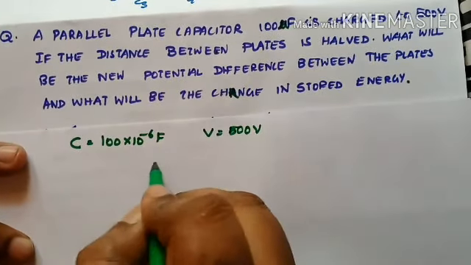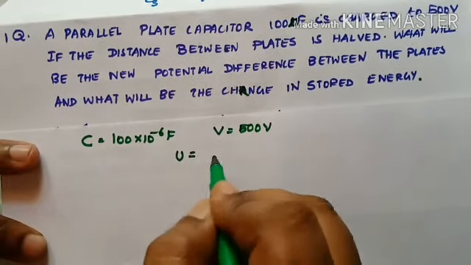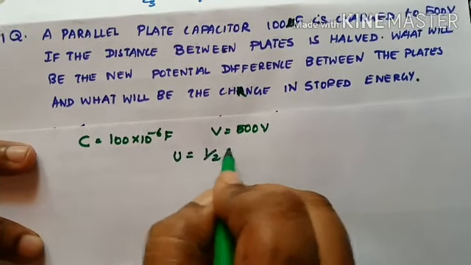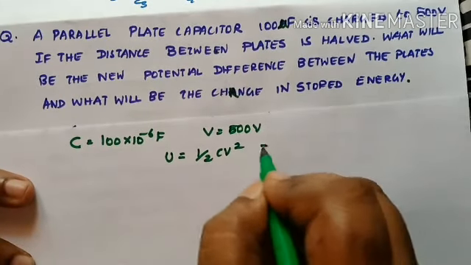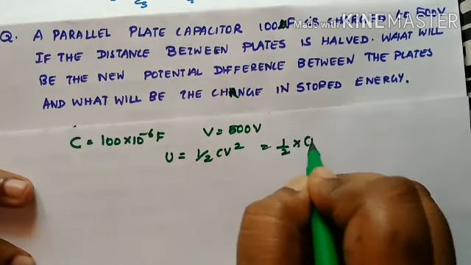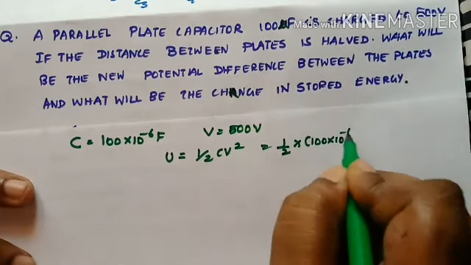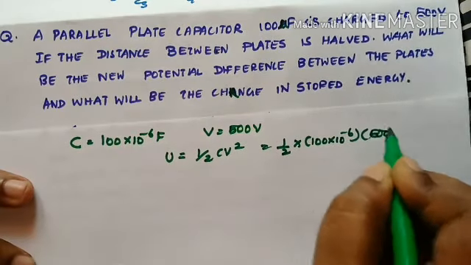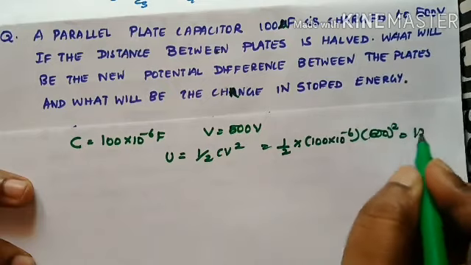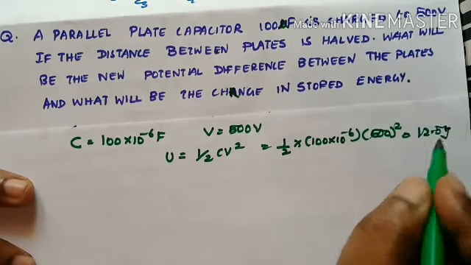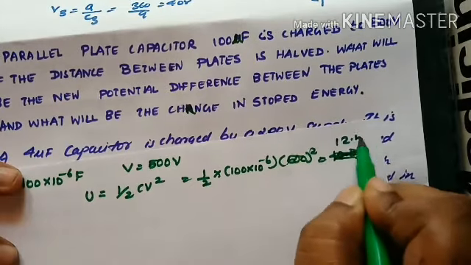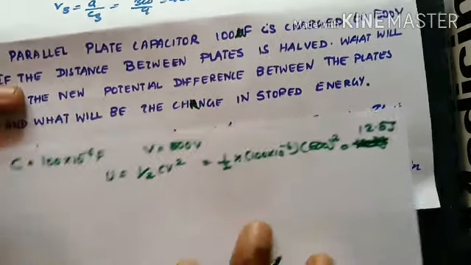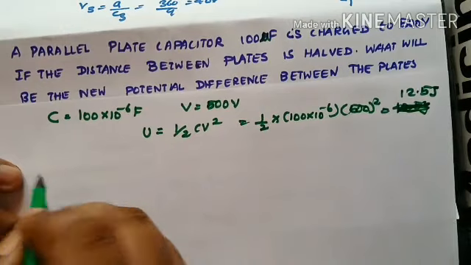So what you are supposed to find is the initial potential energy. U is equal to half CV squared, because you are given C and V. Substitute the values. C becomes 100 into 10 to the power minus 6, and V squared is 500 whole square. Find the value by yourself. It is around 12.5 joule. Now what is the second condition?